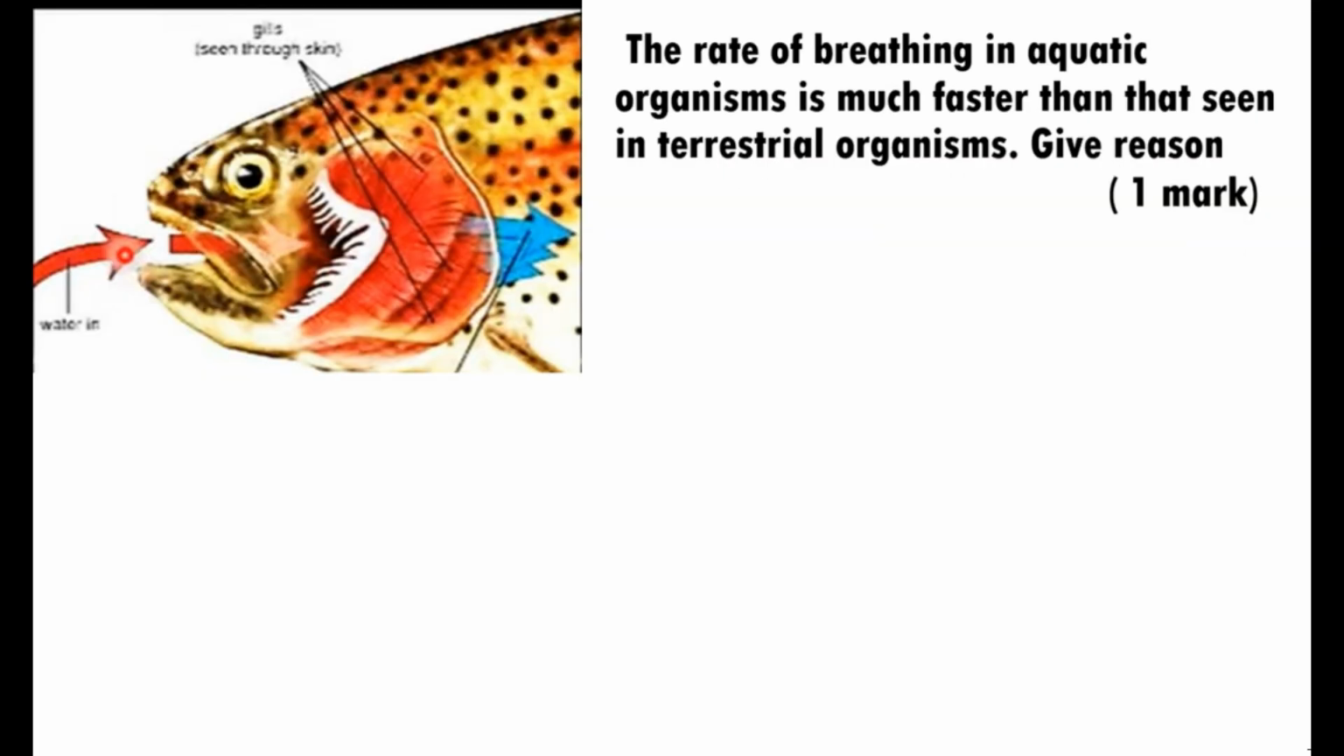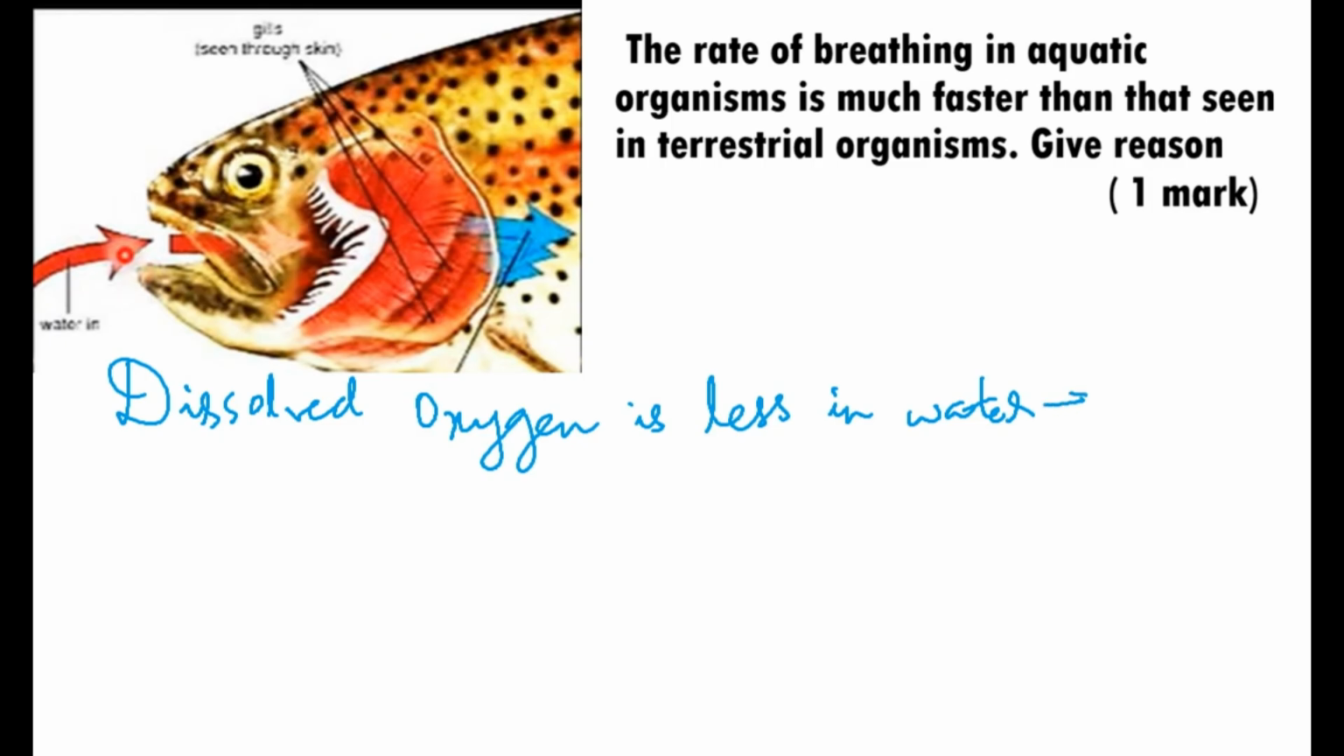Now this is a give reason type of 1-mark question. The rate of breathing in aquatic organisms is much faster than that seen in terrestrial organisms. Give reason. The reason is that dissolved oxygen in water is less. Fishes live in water, no? So dissolved oxygen is less compared to the atmospheric air. How do the fishes get the oxygen?